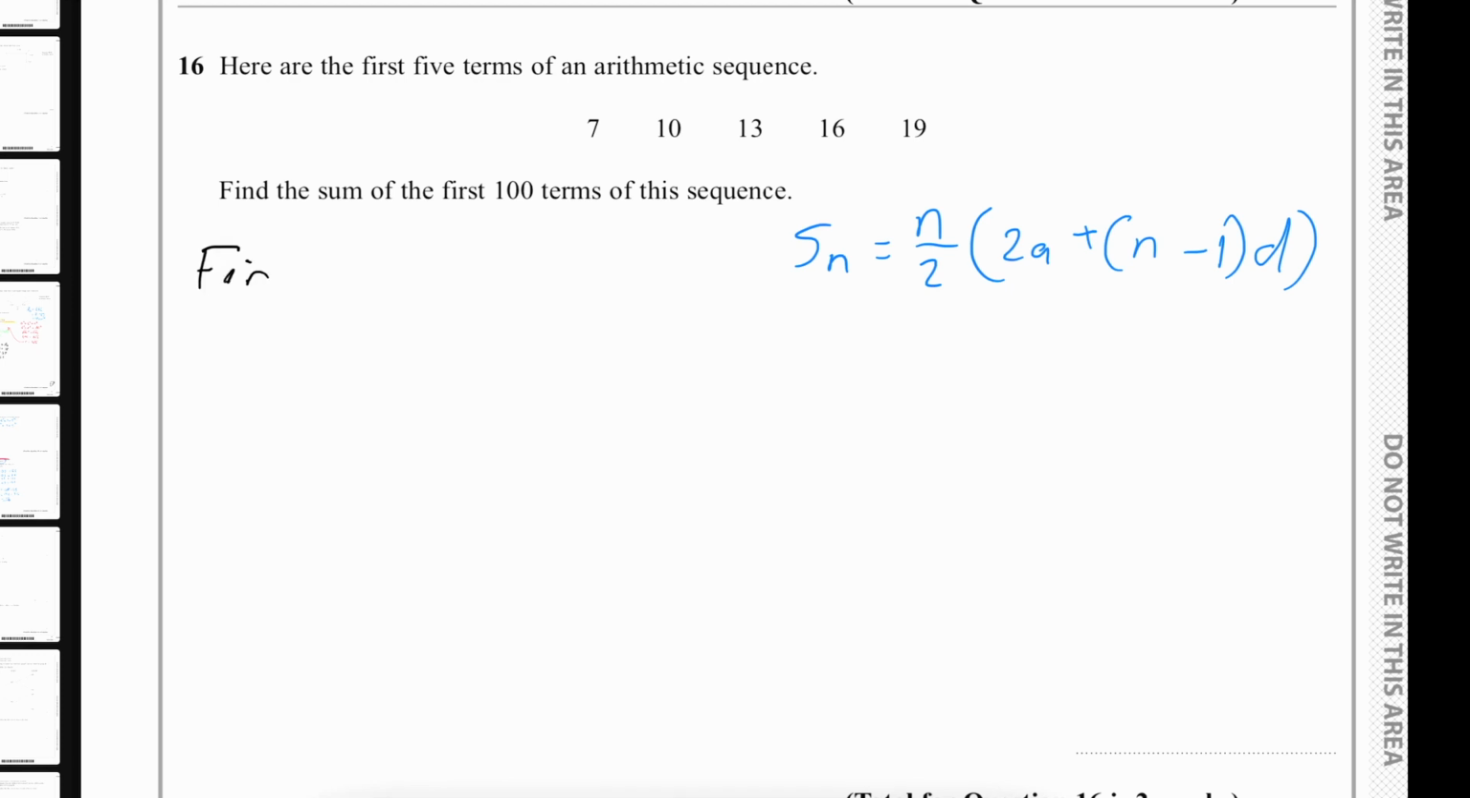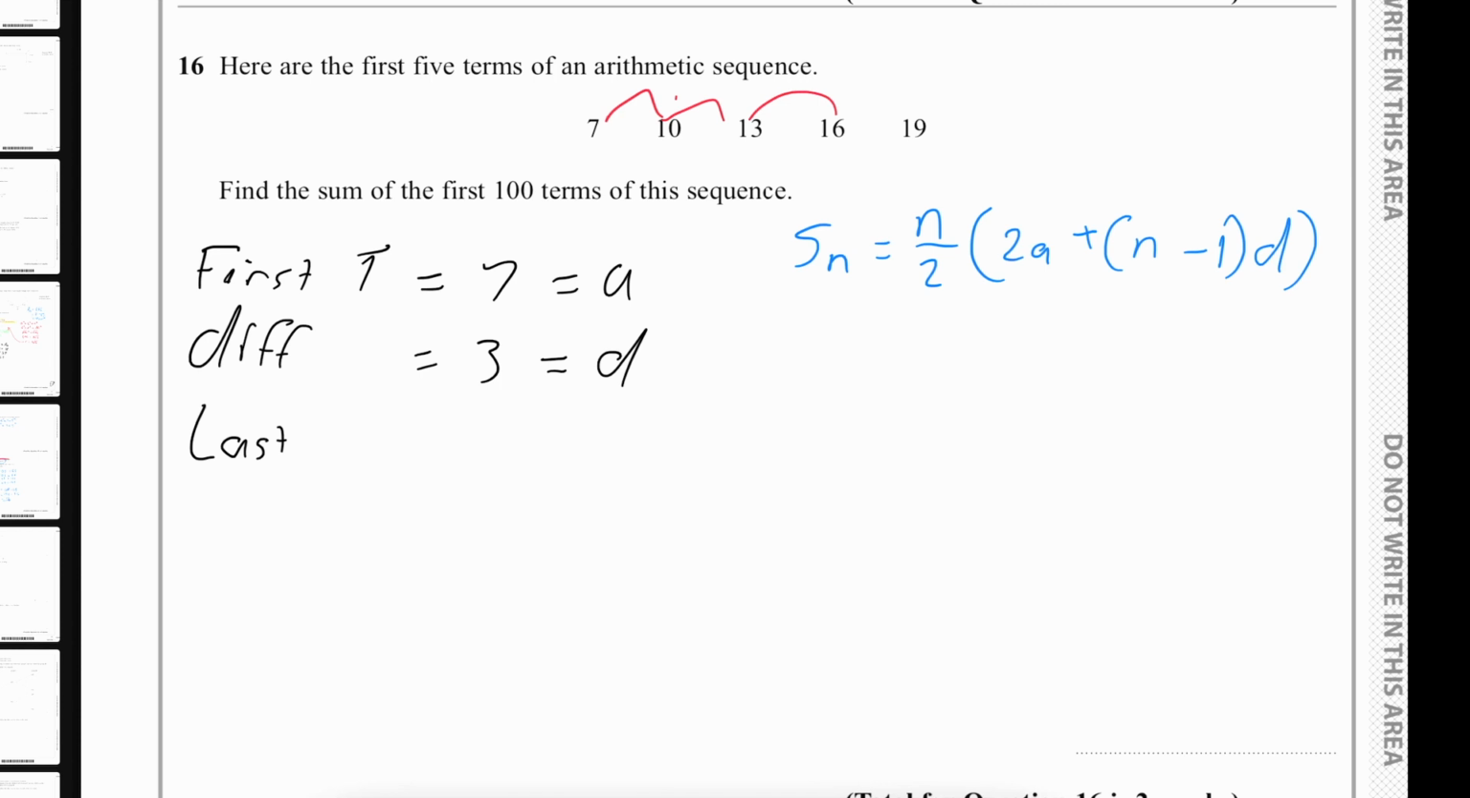So my first term is equal to 7, and that's a. The difference is equal to 3, because from there to there to there, it's jumping up by 3. So in between each term, it's going up by 3 each time. And that is d. My last term, find the sum of the first 100 terms. So my last term is the 100th, and that is my n.